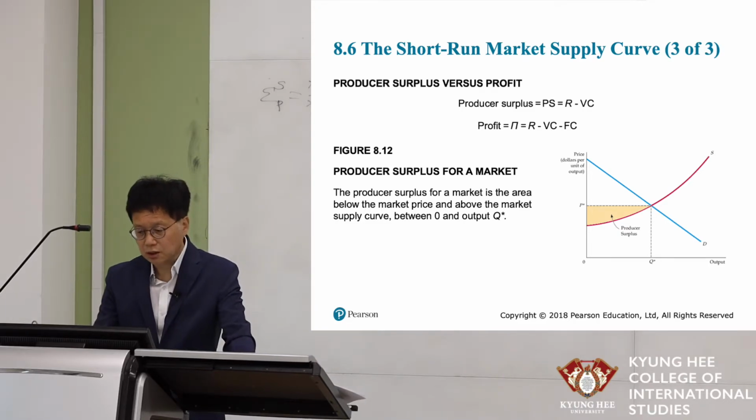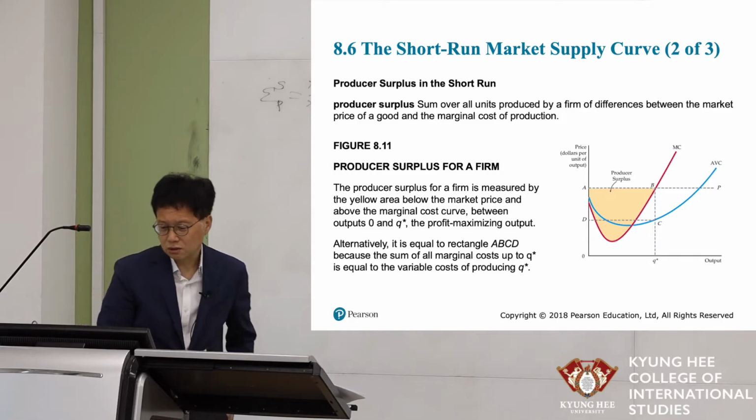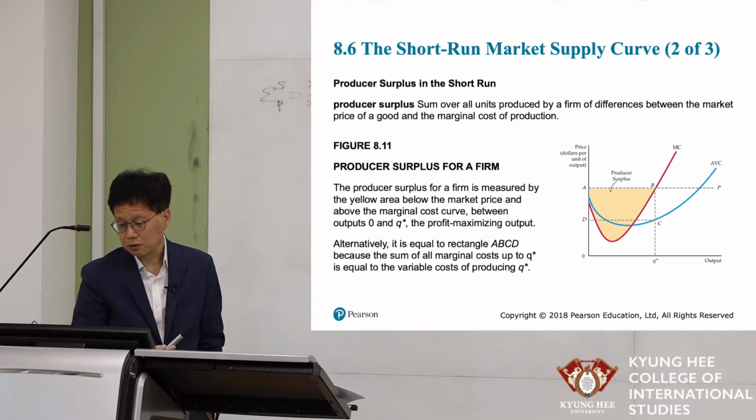Okay, next slide. Shown: market supply curve, producer surplus versus profit. Producer surplus is total revenue minus variable cost, right? That is the definition of this one. Okay, I'd like to explain a little more about figure 8.11.